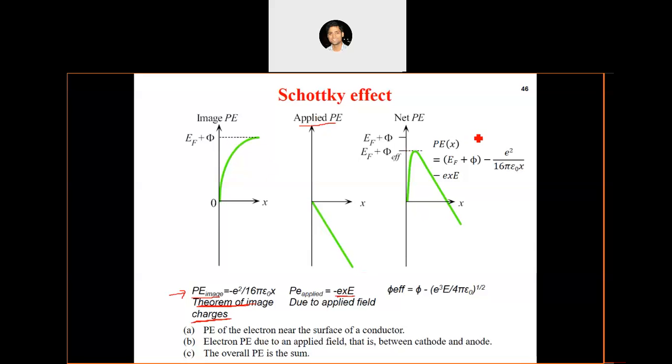Now the effective potential energy will be the sum of these two, the image potential energy as well as the applied potential energy. So that's what we have written. This effective potential energy is EF plus phi minus e squared upon 16 pi epsilon naught x, which is coming from the image potential, and eEx, which is coming from the applied potential energy. So the net potential energy of the electron will be this much, and if you plot it, it will look somewhat like this, isn't it?